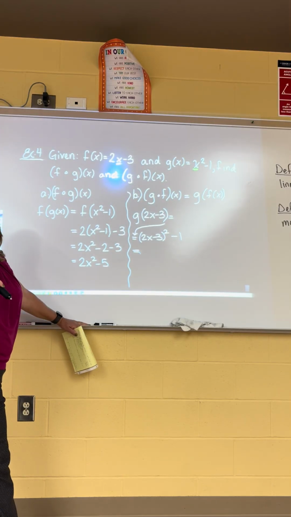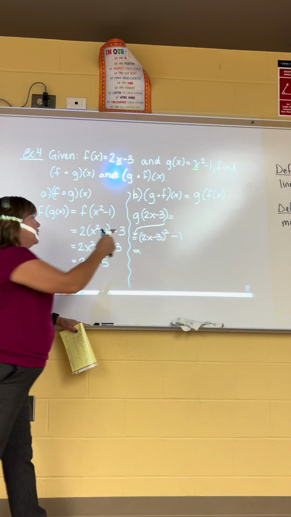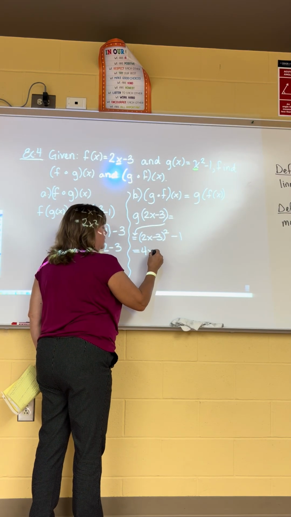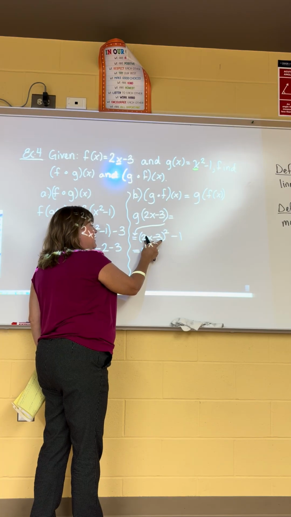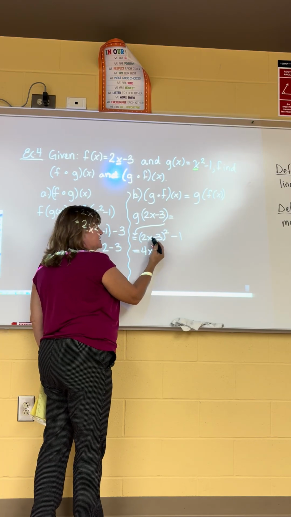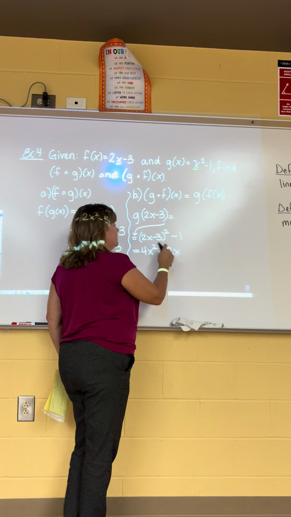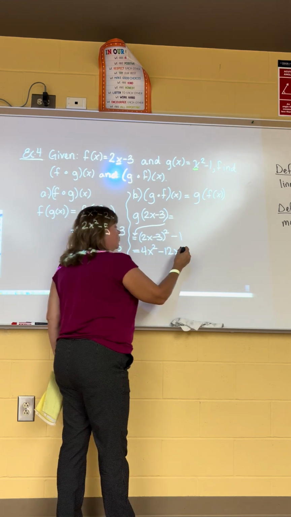How do we do 2x minus 3 squared? What's the trick? What's the quick way? Square it. 4x squared. And then multiply these two and double it. So negative 6x, negative 12x, and square.